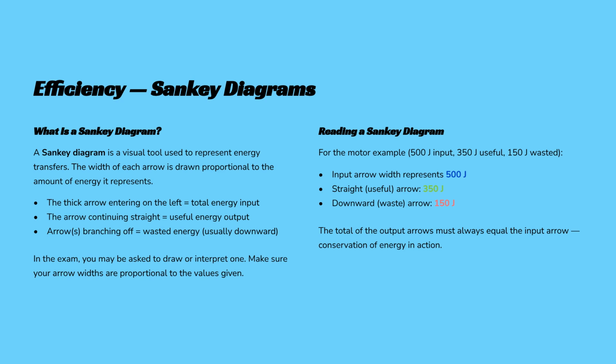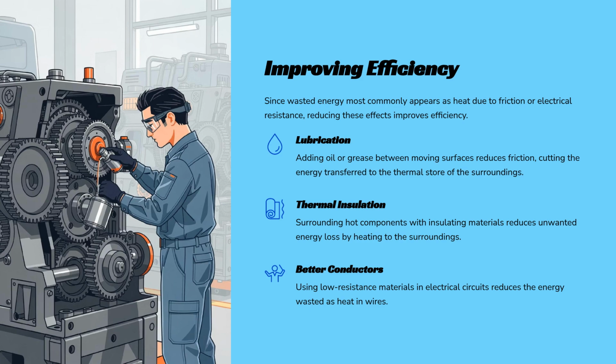Here is a worked example. A 500 joule input with a 350 joule useful output results in 0.7 or 70% efficiency. Always remember that efficiency values must stay between 0 and 1. Sankey diagrams are excellent for visualizing these transfers. The arrow width represents the energy amount, with the main path showing useful energy and branching arrows showing waste.